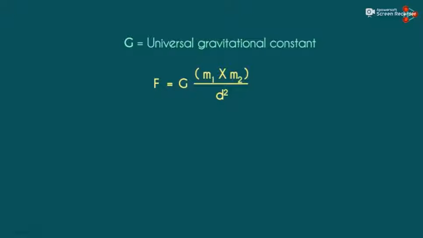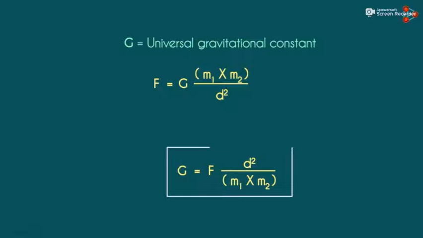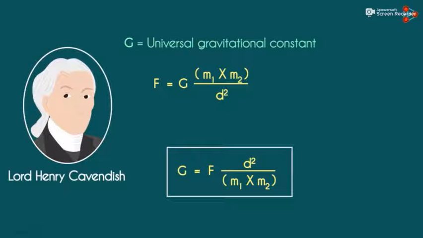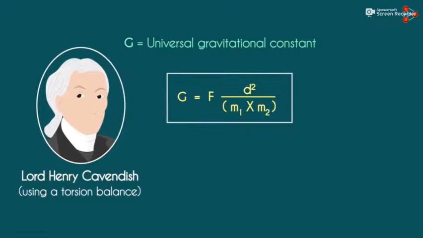The equation can be modified and written as G equals F times d squared over m1 times m2. The value of G was found out by Lord Henry Cavendish using a torsion balance. The universally accepted value of G is 6.673 times 10 raised to negative 11.